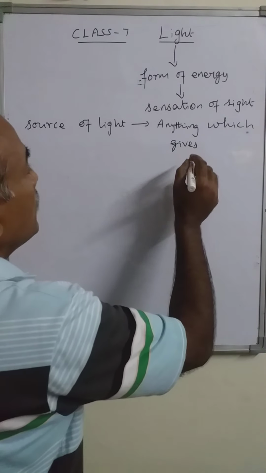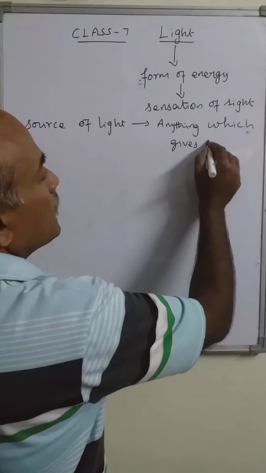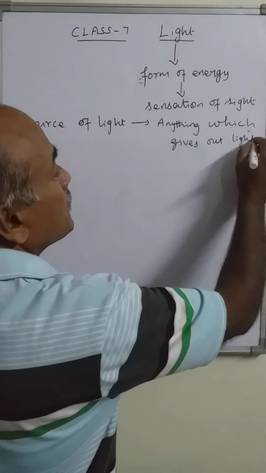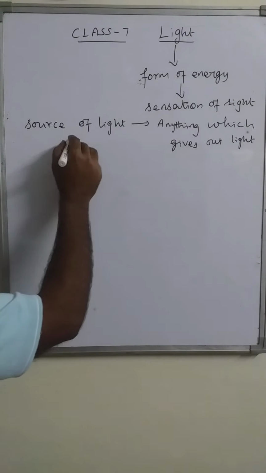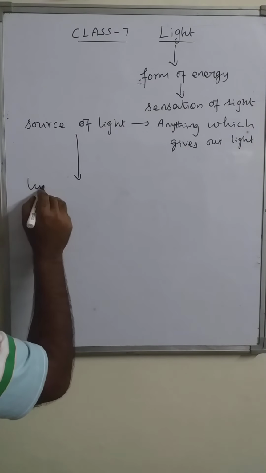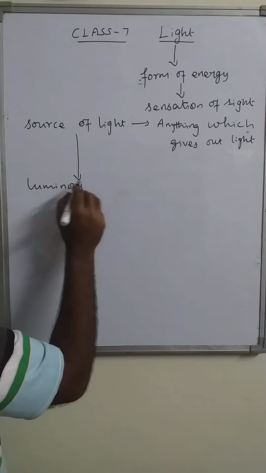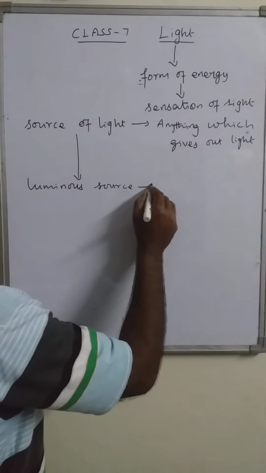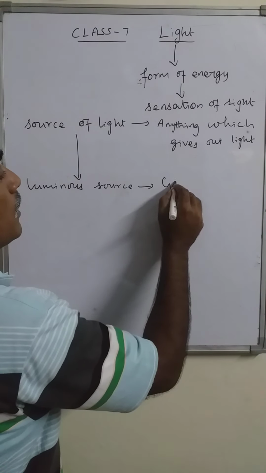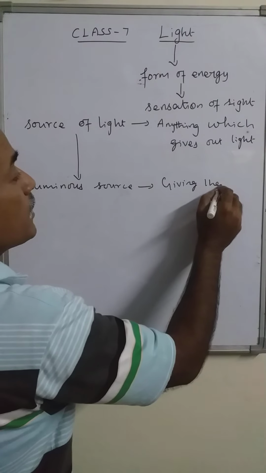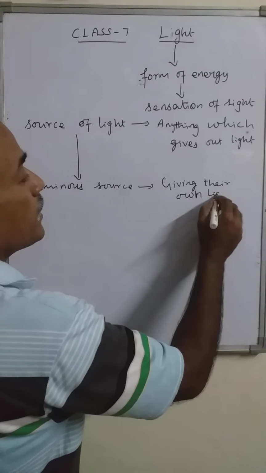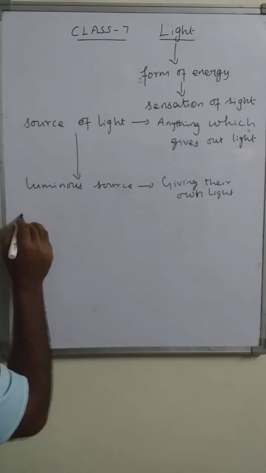In this also, we will differentiate the sources of light into two types. One is the sources which give their own light. They are luminous sources, luminous sources of light, giving their own light.